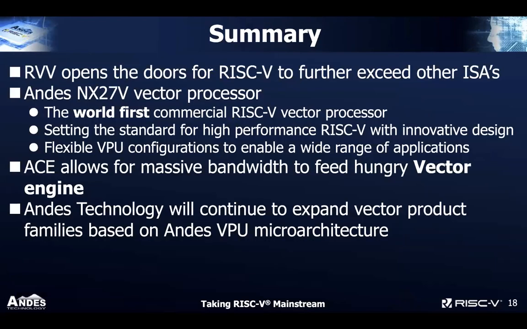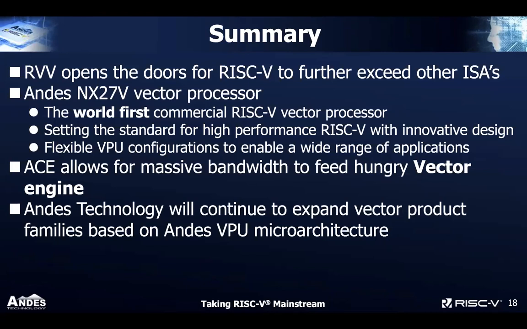So in summary, RISC-V vectors open the door for RISC-V processors to exceed other instruction set architectures on the market. Our NX27V vector processor is the world's first vector processor. It's going to set the bar for other high-performance RISC-V vector designs. And our flexible VPU configurations and options enable a really wide range of applications.